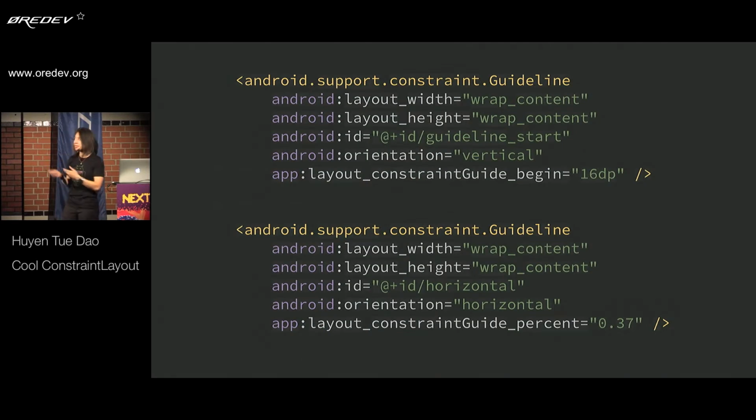Now, if you're an XML person, this is what it looks like when you want to create a guideline. Under the hood, guidelines are technically views, but they are not included in the rendering at all, so you don't have to worry about them performance-wise. But this is how you specify them. And again, because there's three different types, begin, end, and percent, that changes the format of the attribute. But as you can see on the bottom of those two tags, that's how you do it.